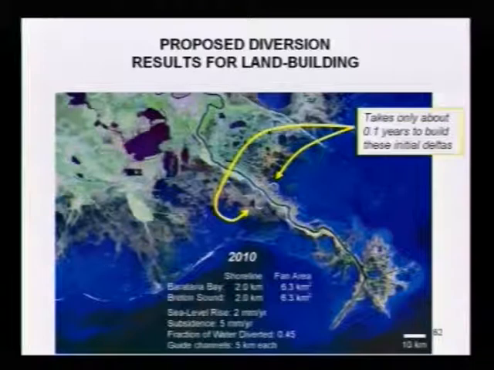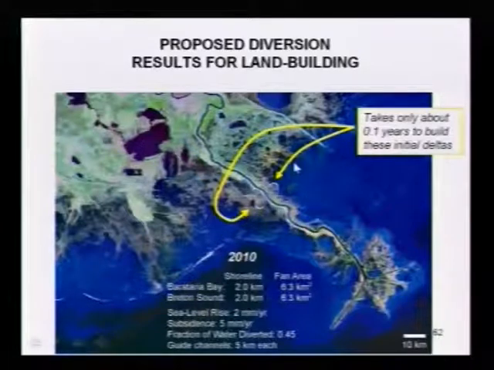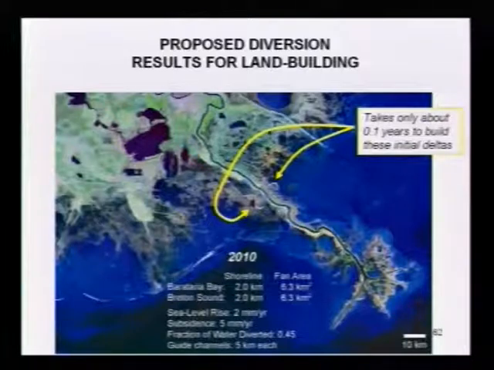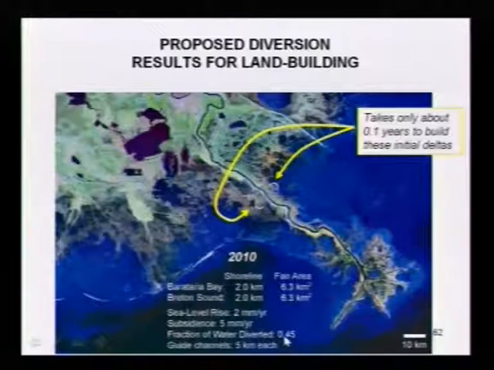Our design condition is to divert 45% of the flood flows into Barataria Sound and Breton Bay. We have some assumptions in the model: 2 millimeters a year of sea level rise. That's only one example we did, though. We used values up to 10 millimeters per year. 5 millimeters per year of subsidence. Again, 45% fraction of water diverted. And we put in 5-kilometer guide channels. And after that, we assume the river does what it wants.